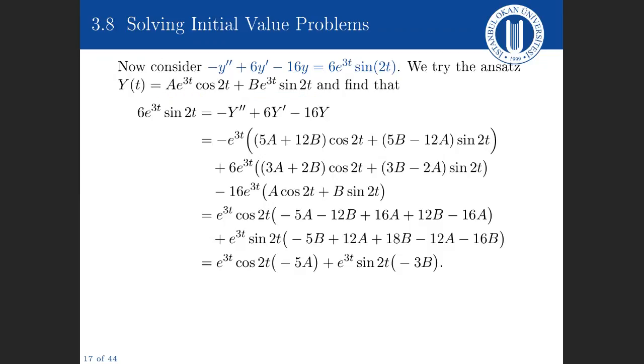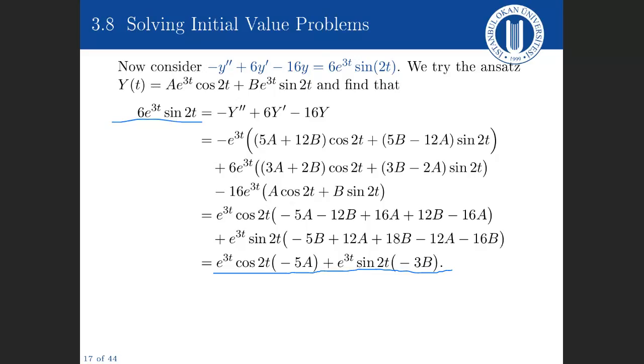I'm not showing all of the details here. I'll leave this for you to double check. If we differentiate this ansatz 2 times and substitute in, the right-hand side simplifies to e to the power 3t cos 2t multiplied by minus 5a plus e to the power 3t sine 2t multiplied by minus 3b.